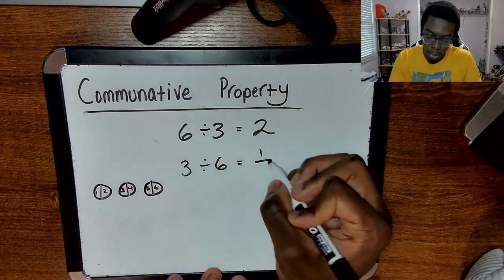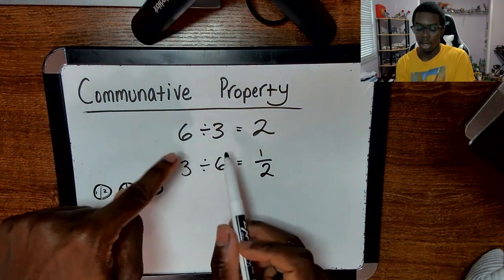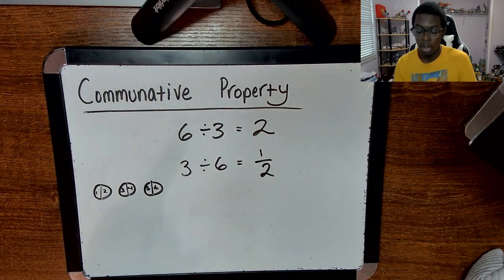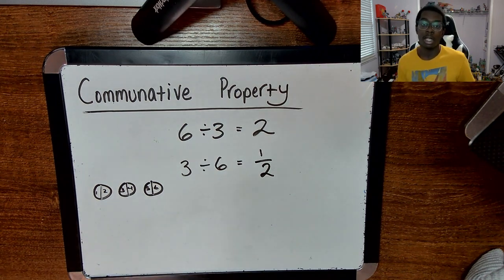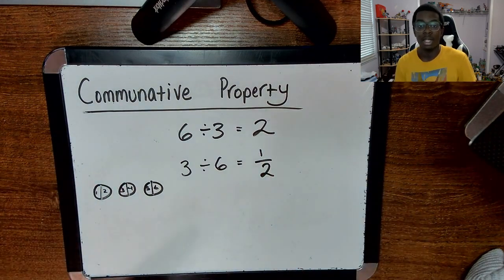And you see when you switch the numbers in division, you don't get the same answer. So when you're doing subtraction and division, the order of the numbers does matter. Even though you can switch the order in multiplication or addition because they have the commutative property, subtraction and division do not have that property. So you got to pay attention to the order in which you do things.